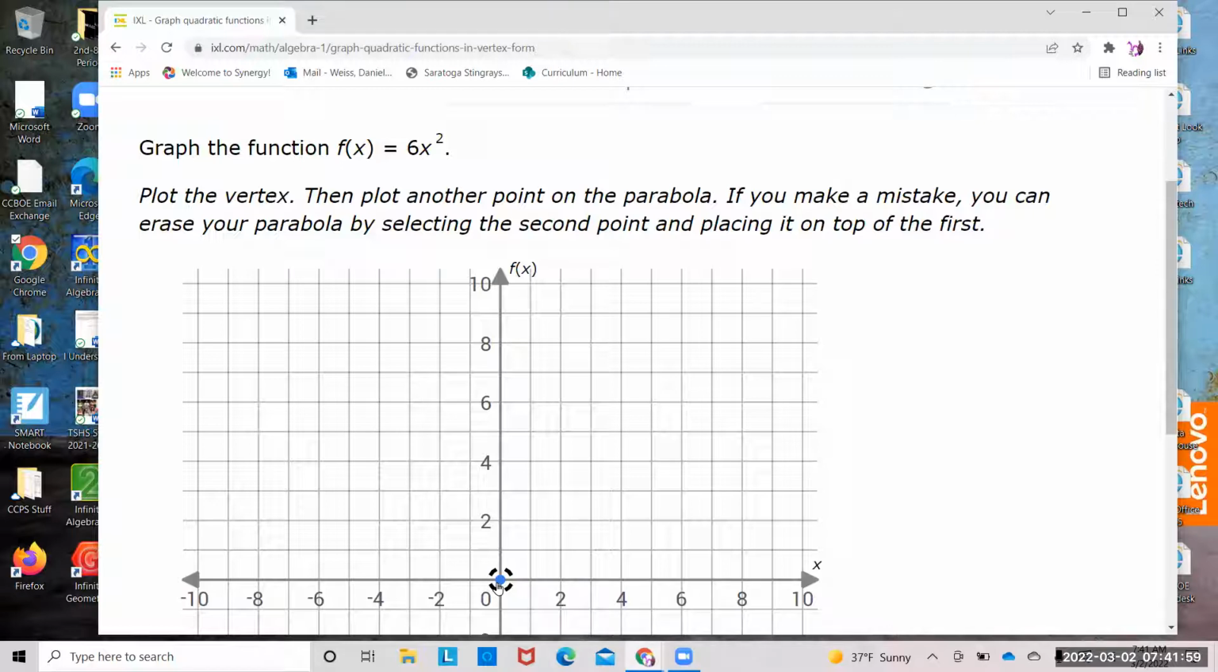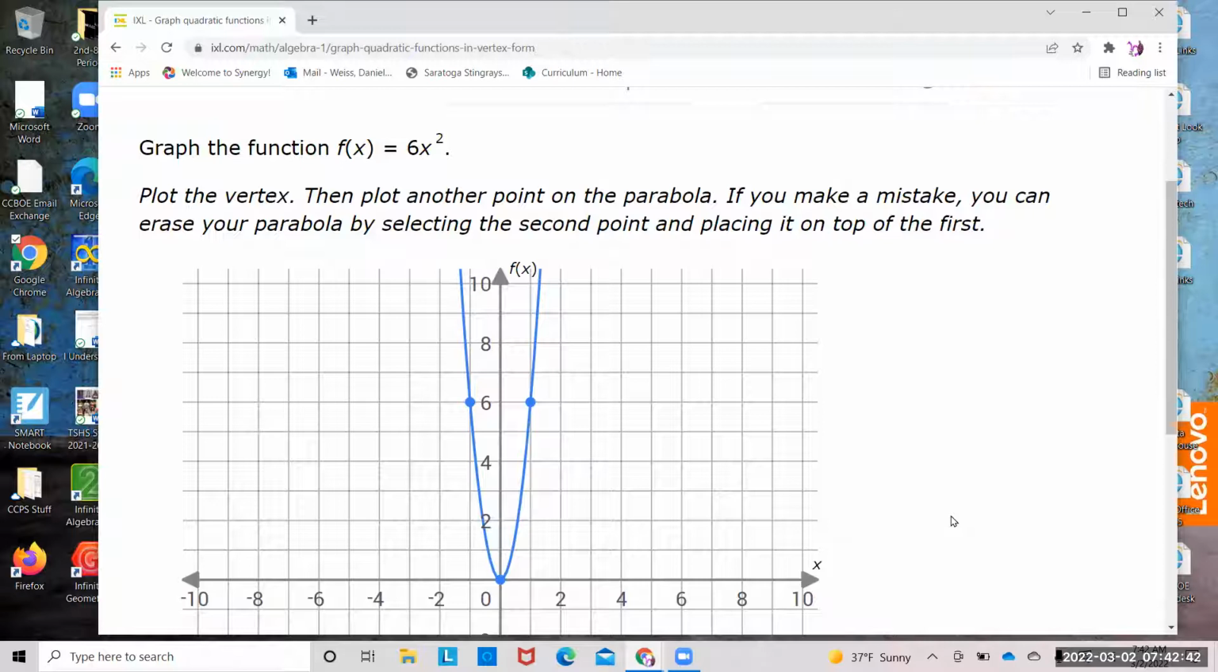Now, let's put 1 in for x. If I put in 1, what's 1 times 1? 1. And 6 times 1 is 6. So if x is 1, y is going to be 6. 1, 6. All you have to do is plot 2 points, and IXL is going to plot the graph for you. It looks like this.